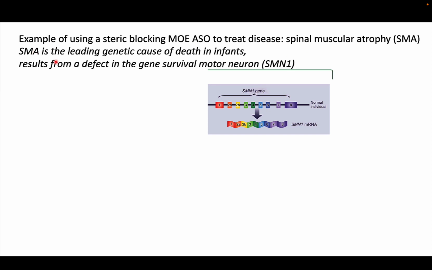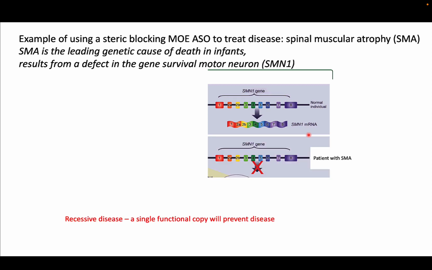Spinal muscular atrophy is the leading genetic cause of death in infants, and it results from a defect in a gene called survival of motor neuron. In normal individuals, this gene has 8 exons that are spliced into the mature mRNA, but in patients with spinal muscular atrophy, they've inherited a defective copy of the gene from both of their parents. It is a recessive disease, and if they cannot make this protein, their motor neurons don't survive and they die. There are several different forms of the disease.